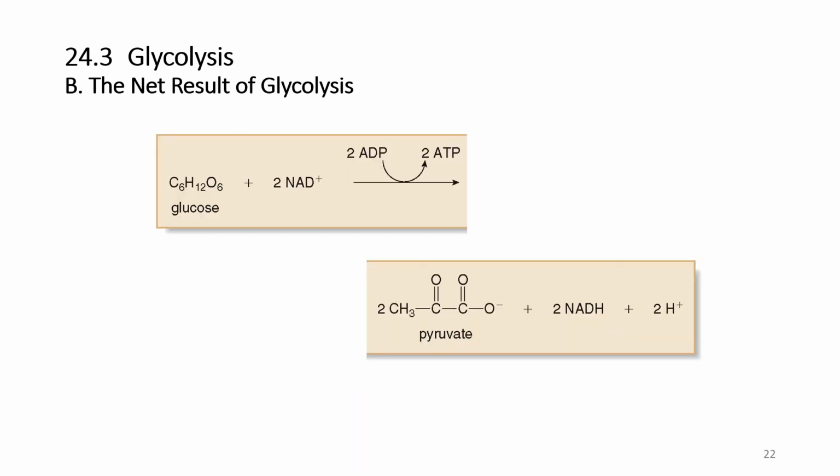And this is just the chemical equation for the net result of glycolysis, where 1 glucose molecule plus 2 NAD+ produces a net of 2 ATP, 2 pyruvates, 2 NADHs, and 2 protons. And that is the glycolytic pathway.